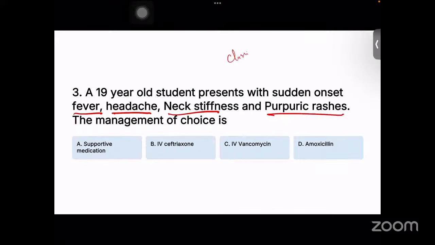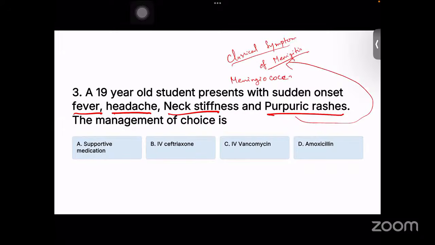Classical symptom of meningitis. We have a variety of organisms which cause meningitis, but the purpuric rash focuses us predominantly on meningococcal meningitis. Okay, so they have been asking the treatment of choice, the management of choice.